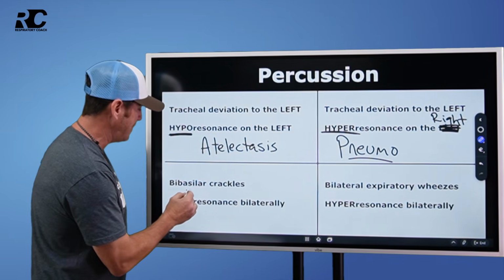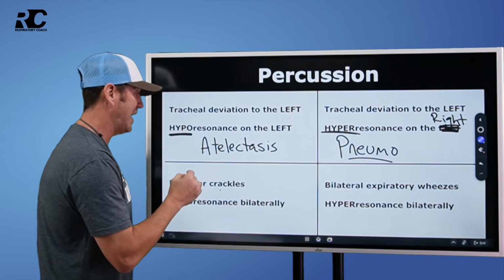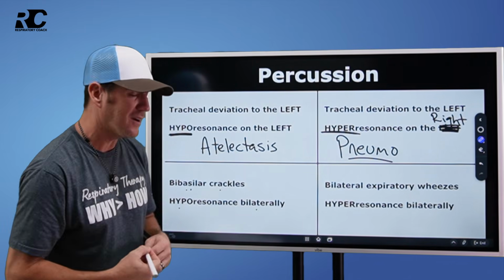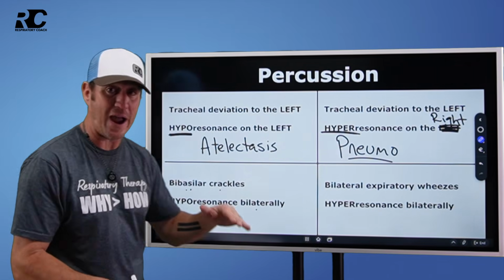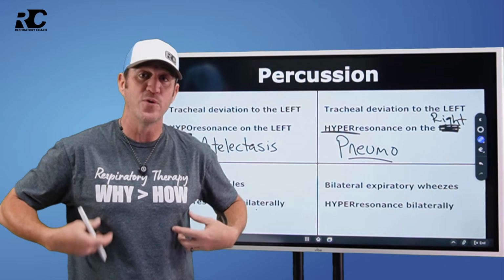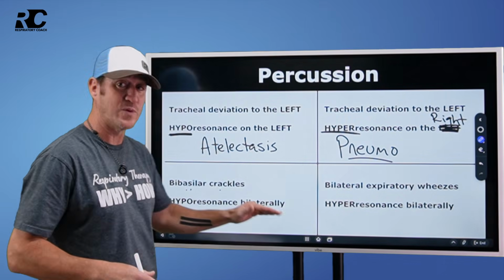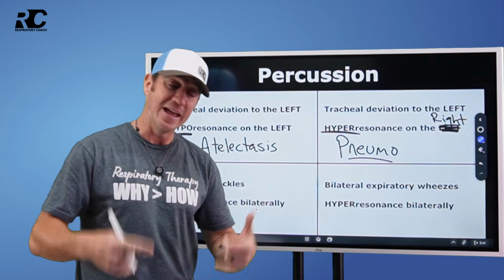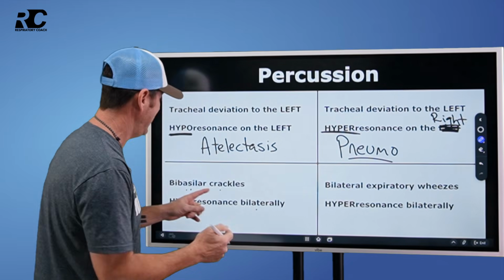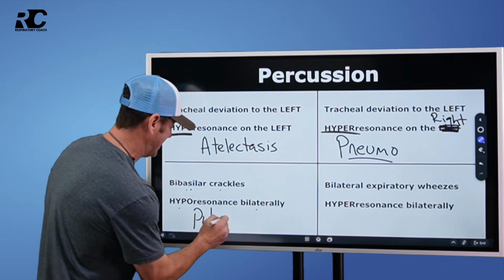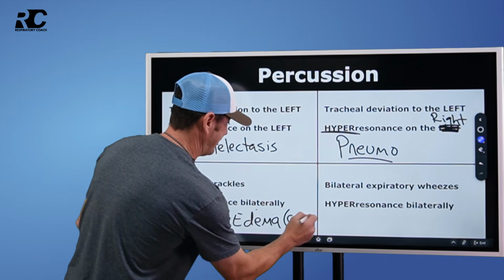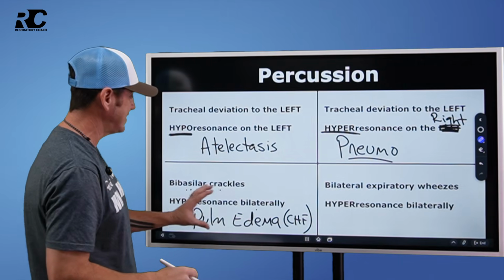Now we have bibasilar crackles, and we have hypo-resonance bilaterally. So what are we thinking here? Bibasilar crackles, okay? So fluid maybe in the alveolar units in both bases, and hypo-resonance bilaterally, in even more specific, I would say bibasilarly. And now you go, okay, this sounds like pulmonary edema, and I'm thinking CHF. Okay, so that's how that works.